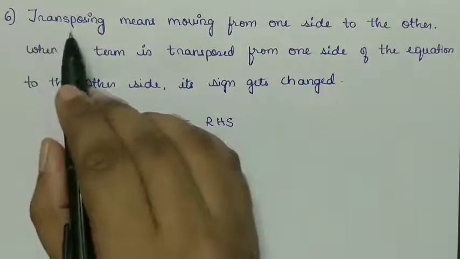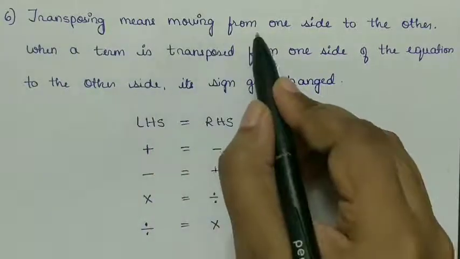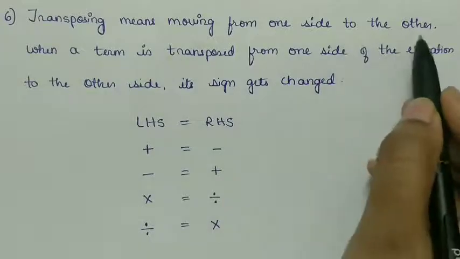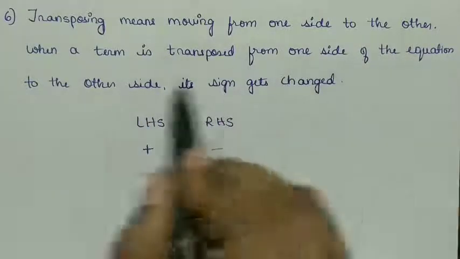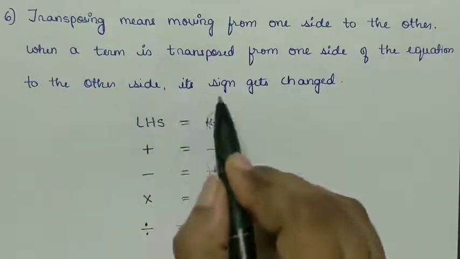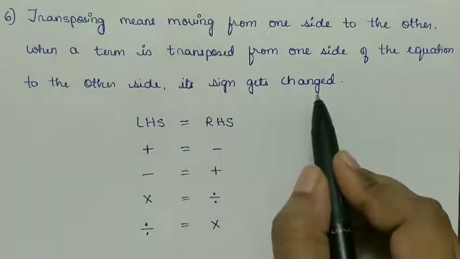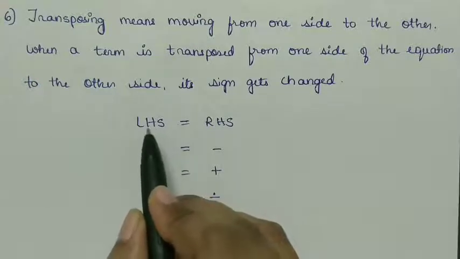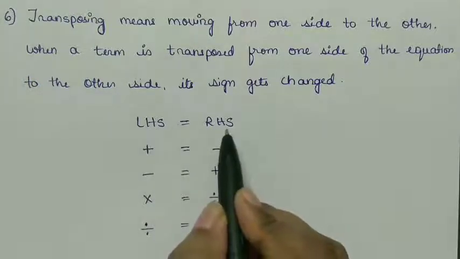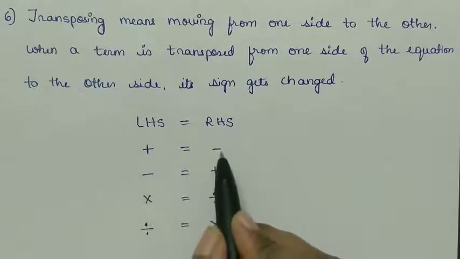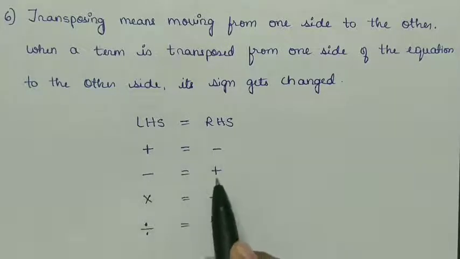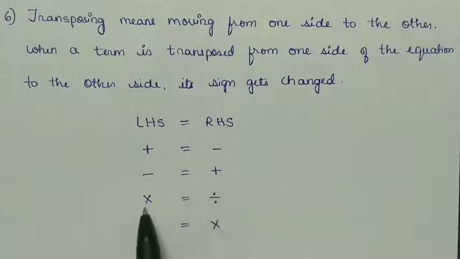Sixth one, transposing means moving from one side to the other. When a term is transposed from one side of the equation to the other side, its sign gets changed. If a term from LHS is transposed to RHS, then if it is plus, it becomes minus. If it is minus, it becomes plus. If it is multiplying, it becomes division. If it is division, it becomes multiplication.